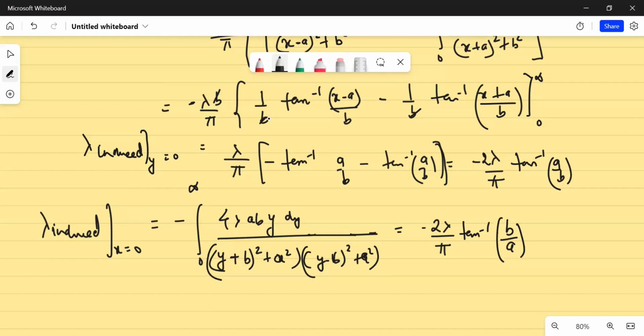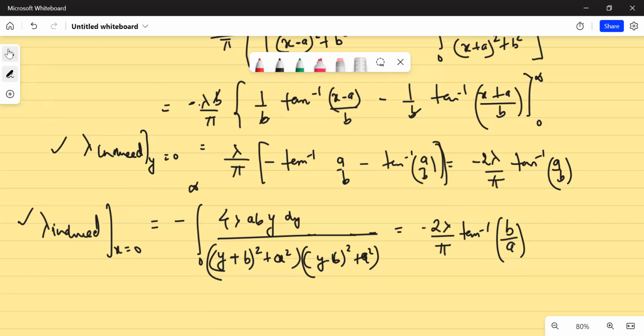Only difference is that this is 1 upon b. Here you get 1 upon a, and minus lambda, instead of b you will take lambda a common outside, so 1 upon a will cancel. This is y upon y plus b upon b. You understand, right? So this should come. Is that clear? Yes, sir. So this would be your answer.